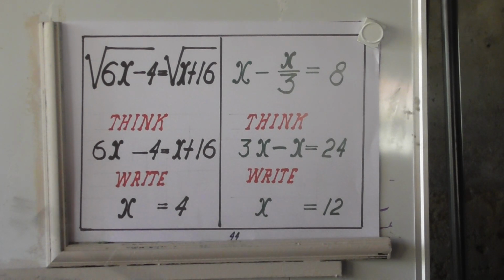6x negative x is 5x. That becomes 20. 16 positive 4 is 20. 5x is 20. You do not write that down, you only think x is 4.